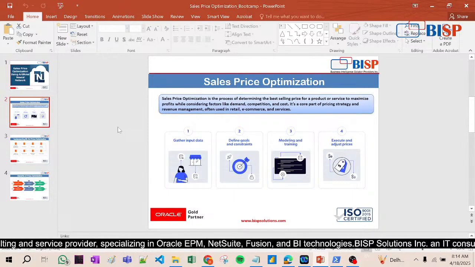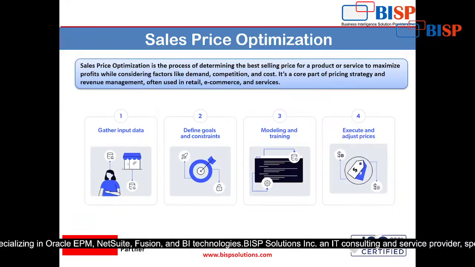Okay, so let's talk about this sales price optimization. Again, sales price optimization is a process of determining the best selling prices for a product or service to maximize profits while considering factors like demand, competition, and costs. It's a core part of pricing strategy and revenue management, often used in retail, e-commerce, and services.